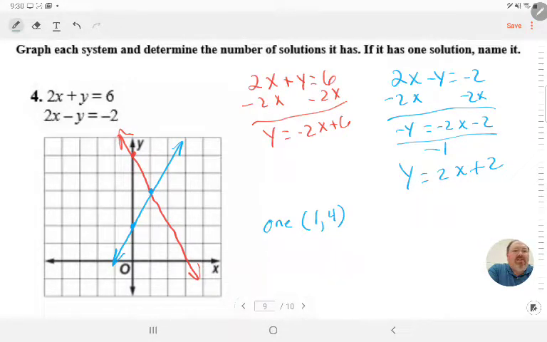And then 2x minus y equals negative 2. I would subtract 2x from both sides. Then I would have to divide everything by negative 1 to give me y equals 2x plus 2. The y-intercept is going to cross the y-axis at 2, and then it's going to go up 2 over 1 for its slope, and then draw the line. Then where they cross would be the solution. So it would have one solution, and it would be at 1, 4. Okay? And again, I could check that by plugging in the numbers 1, 4 into each one of those equations, and they will equal out.